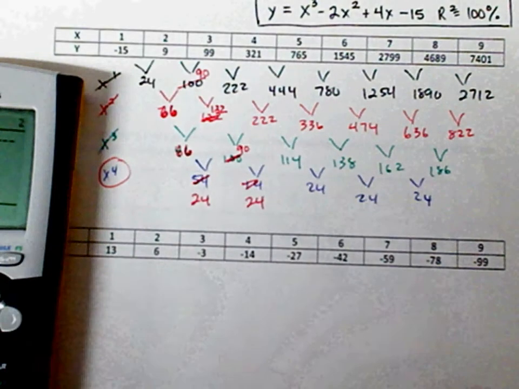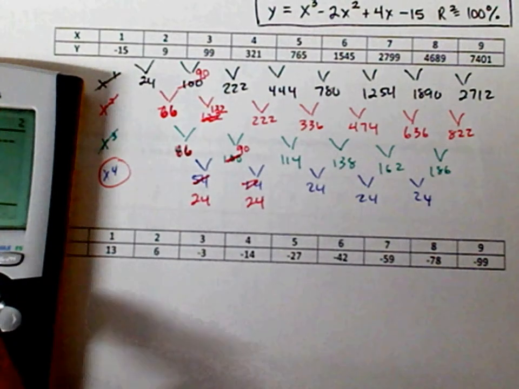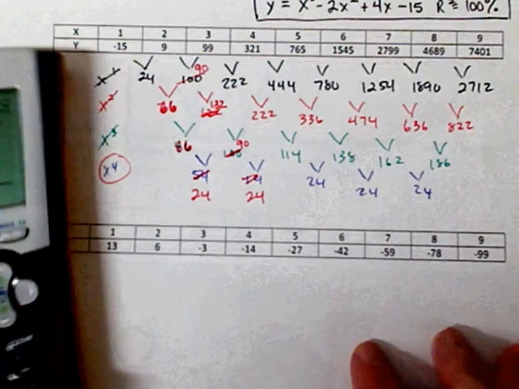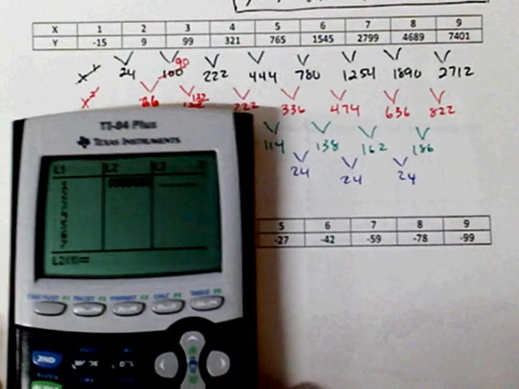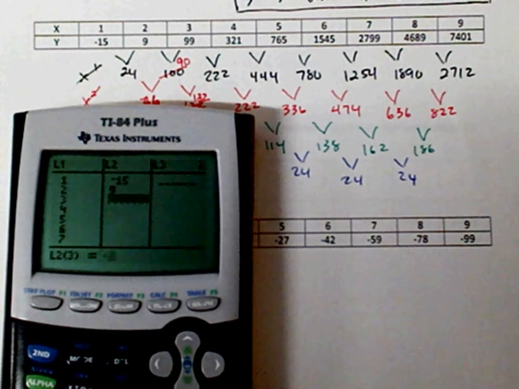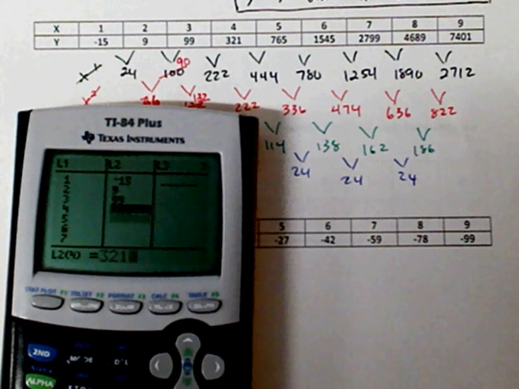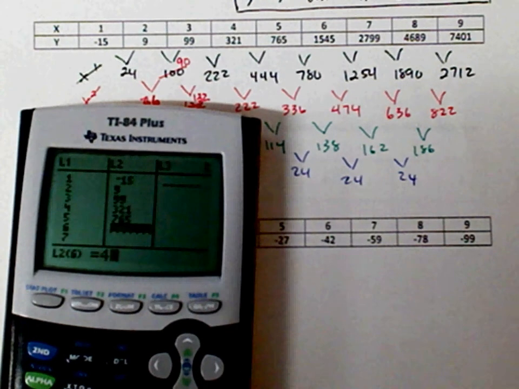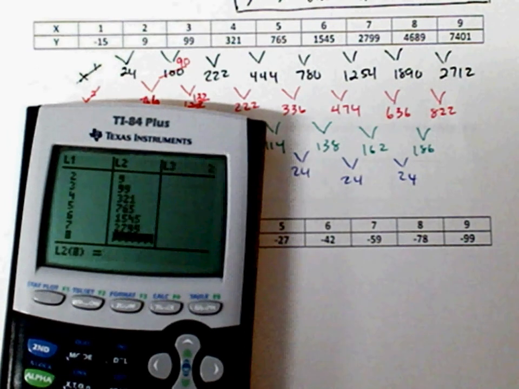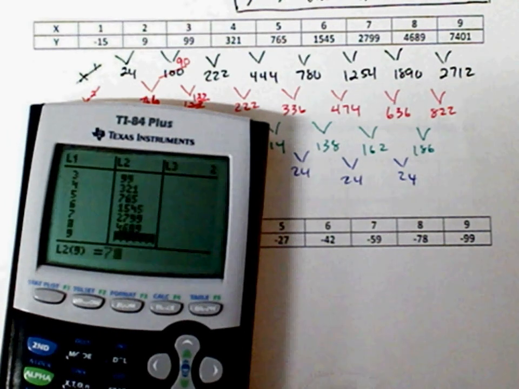I like to go and clear mine. That's what I like to do before I start. All right, here we go. Let's go ahead and enter our data. Negative 15, 9, 90, 321, 765, 1545, 2799, 4689, 7401. For every x, I have a y.